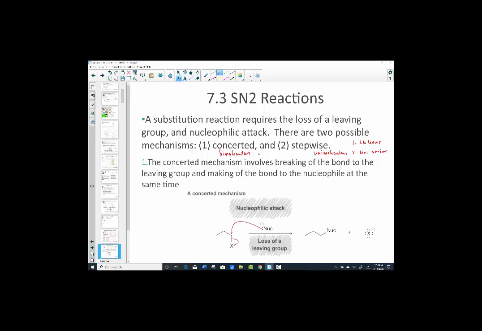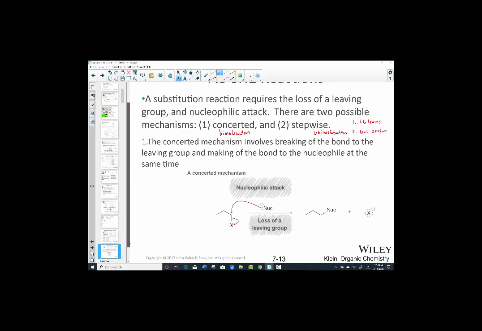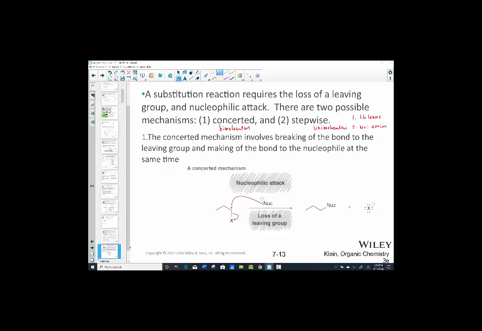Let's focus on SN2 first. Nucleophilic substitution reactions, bimolecular. So the concerted mechanism involves breaking the bond of the leaving group and making the bond of the nucleophile at the same time. Now think about the cats. The 2 cats collide, forced one out of the bed, so the other one stole it. At the same time, we will have a nucleophile attack the electrophilic carbon, forcing the leaving group to leave.